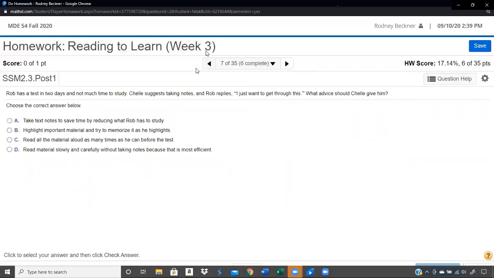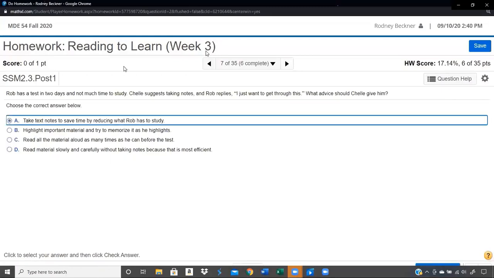All right, this will be our last one. Rob has a test in 2 days and not much time to study. Shell suggests, I hope I pronounced that right, if not, oh well, Shell suggests taking notes, and Rob replies, I just want to get through this. Facts of life, right? What advice should Shell give him? So, test in 2 days, not a lot of time to study. Someone suggests taking notes, and then Rob says, well, I don't have a lot of time, I just want to get through this, I don't want to take notes. What advice should Shell give him?